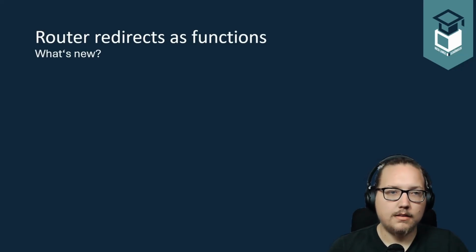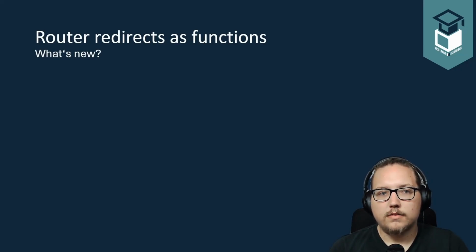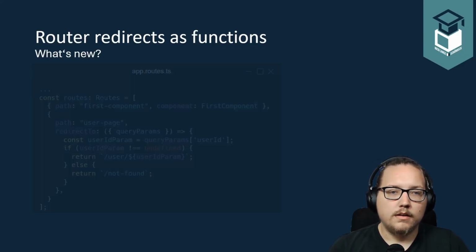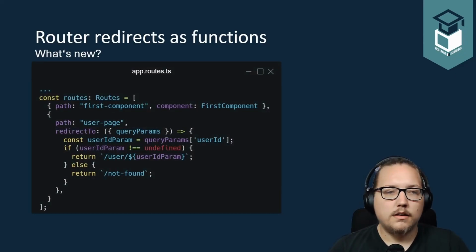Okay, let us go into the next topic. Router redirects as functions. Okay, what has changed? Here you see an example of possible routes you can have in your application. The first one in the array is a simple path. Everybody should know, first component. Then with Angular 17 they added this component property where you can provide a standalone component.